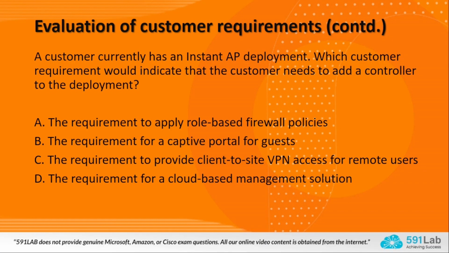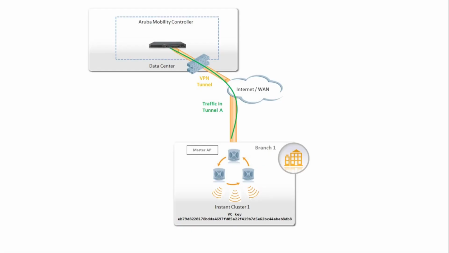Option C, the requirement to provide client-to-site VPN access for remote users. To provide client-to-site VPN access, there should be a VPN concentrator to terminate the VPN tunnel. For this purpose, you need a controller to terminate VPN tunnels. Look at the image to visualize the setup. Hope this image is clear for you. There will be a tunnel from the Aruba Instant cluster towards the mobility controller at the head office or data center. So for that purpose, you need a controller.